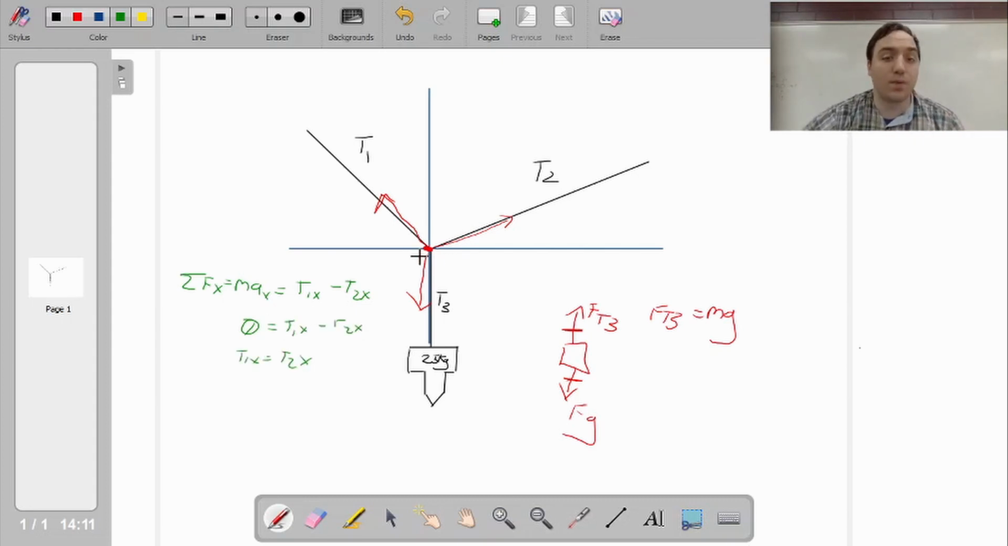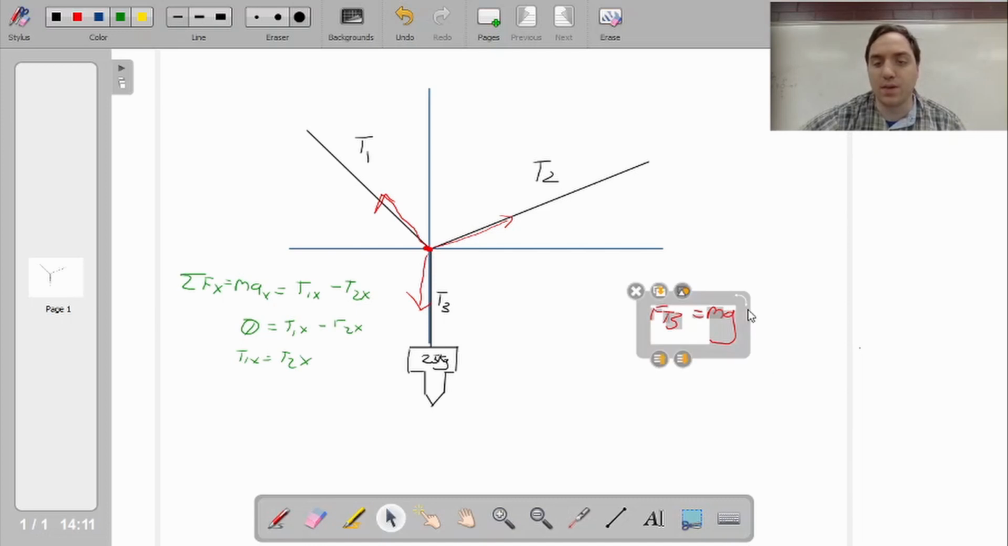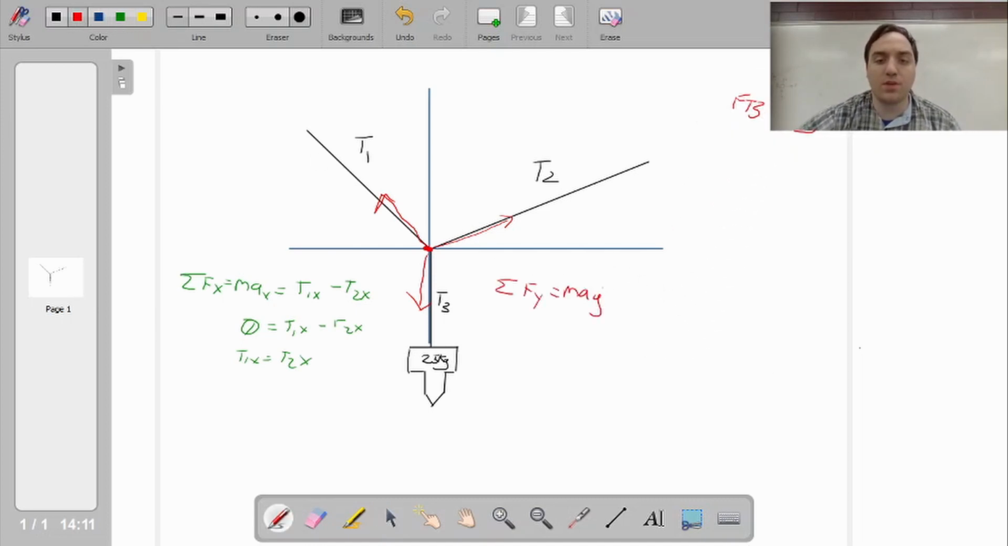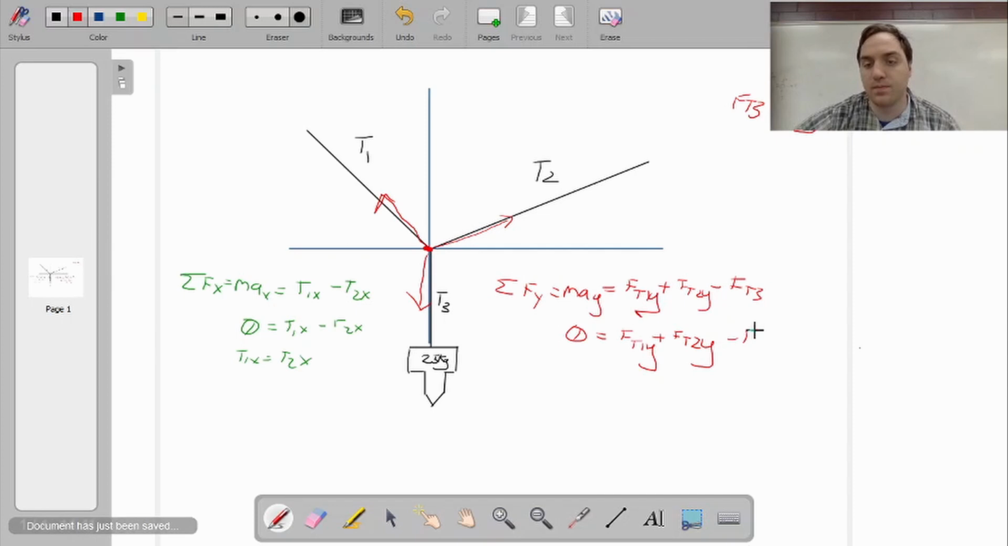If I do the same thing for this point in the y direction, let's go ahead and erase this, we'll keep the fact that force tension 3 equals m times g of the chandelier. I have that force tension 1 and force tension 2 are pulling up, but force tension 3 is pulling down. And again, this will be equal to 0 because it's not moving, the chandelier is just hanging there. Putting little y labels on here to indicate y direction as opposed to x direction.